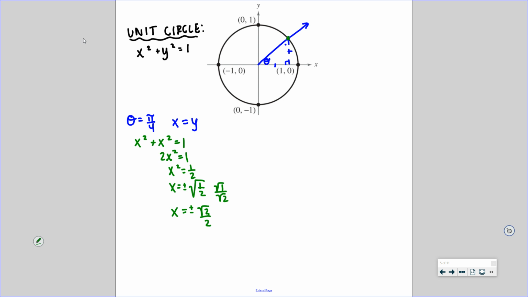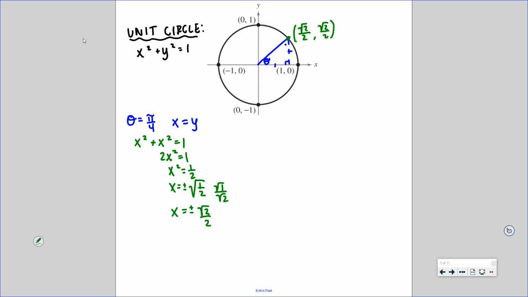What I want you to write down, you don't have to extend this all the way, is the x coordinate of that point would be square root of 2 over 2. So what would the y coordinate be? Square root of 2 over 2. Good, we know that point.